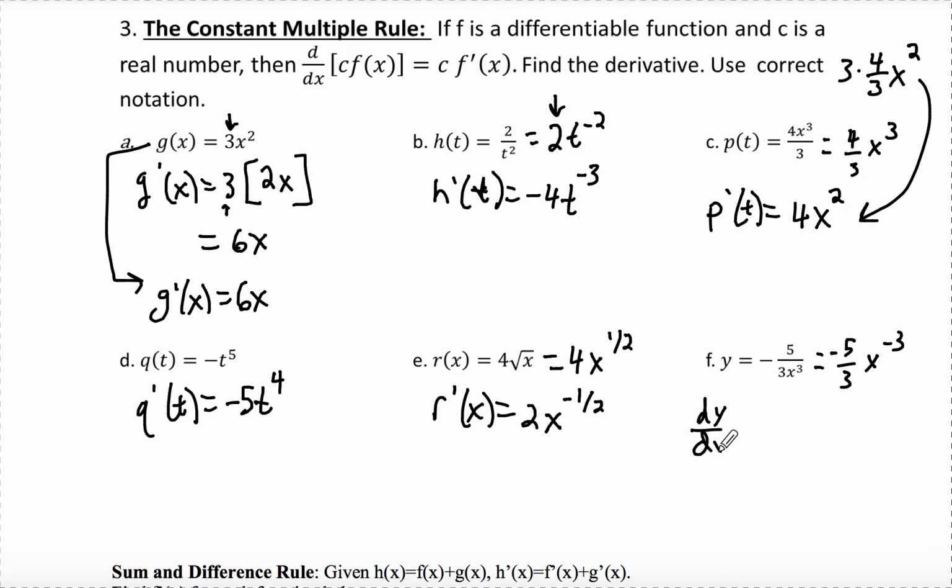Let's call this dy dx, just to mix it up a little bit. We'll bring down the power. Negative 3 times negative 5 over 3 will give me 15 over 3, which will give me 5. Times, I'll keep the base, and I subtract 1 from the exponent, which will be negative 4. And there we go. That's how we apply the constant multiple rule. Always, always, always rewrite things first to make your life easier.